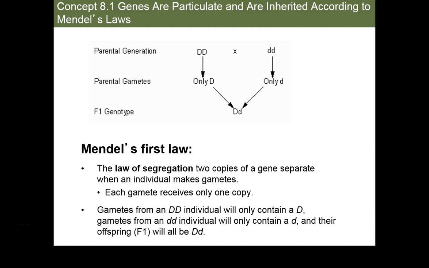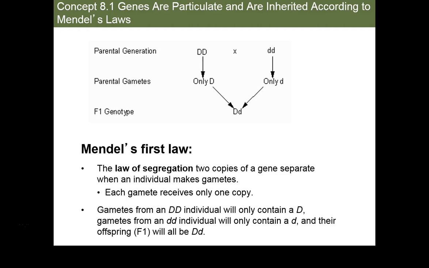After analyzing his results, Mendel came up with two laws. The first law he called the law of segregation. This is when two copies of a gene separate when an individual makes gametes. According to this law, each gamete only receives one copy of the gene. Gametes from an individual with the genotype big D, big D will only contain big D, while for a genotype with little d, little d, the gametes only contain little d.